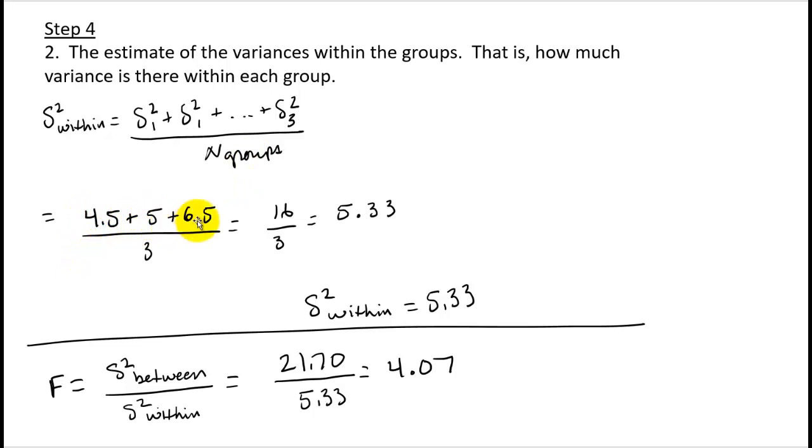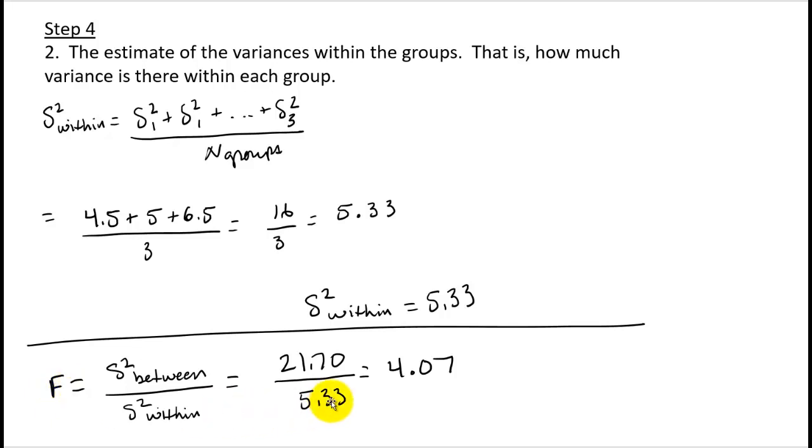4.5 plus 5 plus 6.5. So I'm taking all the variances and adding them together to find out what the total amount of variance is. In this case, it's 16. Then I divide that by 3, which is the number of groups. 16 divided by 3 is 5.33. So there are 5.33 units of variance on average in each group. I'll say it again. There are 5.33 units of variance on average within each group. So the estimated population variance within is equal to 5.33.